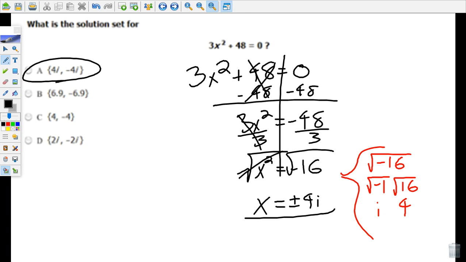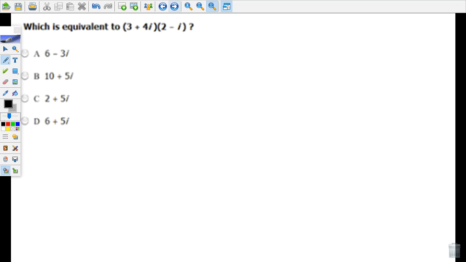It's written in the answer choice as 4i and negative 4i. They kind of spell it out differently. So 4i and then negative 4i. So rather than writing it like I wrote it, they wrote it separately. But it's the same thing. It's a positive 4i and it's a negative 4i.